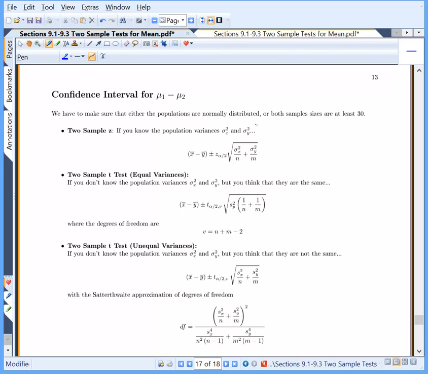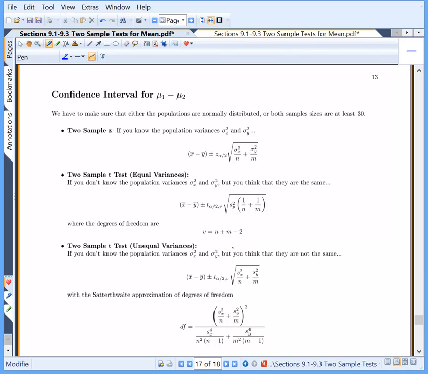If you know the population variances, then you'll use this 2-sample confidence interval. It always starts with the difference in our means, plus or minus our critical point, and this will be population variance over sample size plus population variance over sample size. Now, if you don't know the population variances but you think they're the same, you'd use your 2-sample t-interval with equal variances. What changes is now we have a t critical point, and we'll use our pooled variance times 1 over n plus 1 over m. The degrees of freedom are n plus m minus 2.